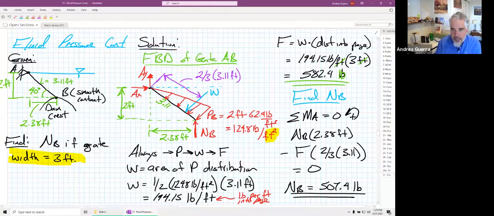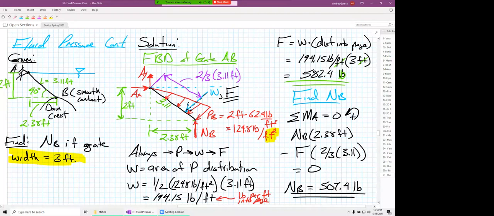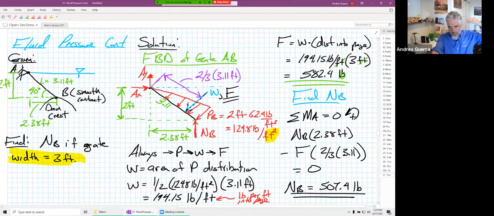So let me add that right here. F is also occurring at that same spot right there. And F is technically halfway into the page. Our gate is 3 feet wide. So here's our yardstick, right? Our gate is this wide going into the page. Well, F is occurring right here, halfway into the page.